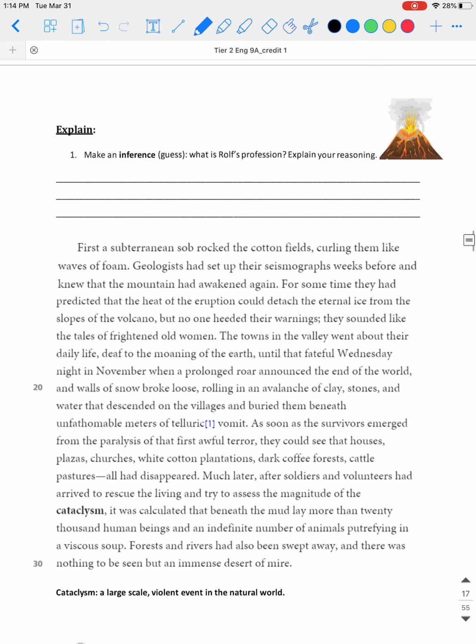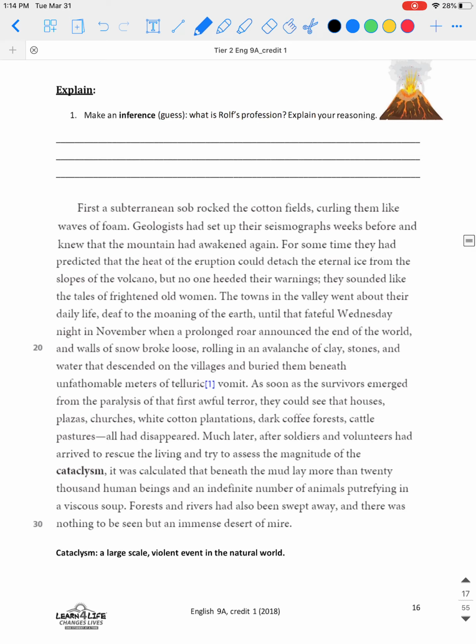So, if you go to the next page, the first question is, make an inference or a guess. What is Rolf's profession? Explain your reasoning. I did mention this in the beginning when I was reading the portion of the author. So go ahead and answer that question. You can start it off as Rolf's profession might be, and then explain whatever you think he might be. And when you're ready, we can move on.